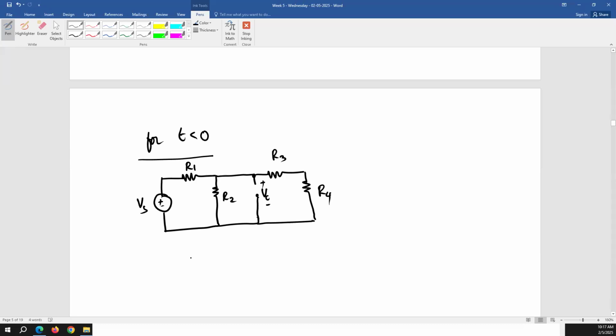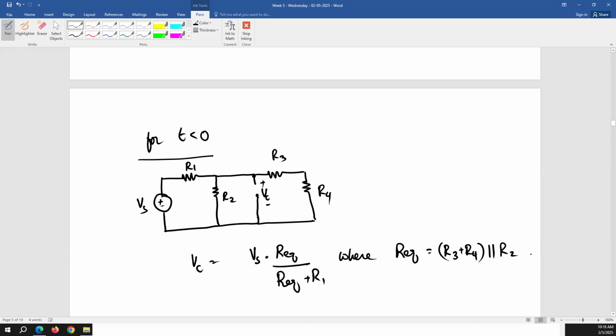But if I write this down, VC will be equal to Vs times R equivalent over R equivalent plus R1, where R equivalent is equal to R3 plus R4, which is in parallel with R2. One equation and you get VC, right? So instead of writing a KVL equation, a KCL equation, this and that, a single equation gives you the value of VC at t equals 0 negative.